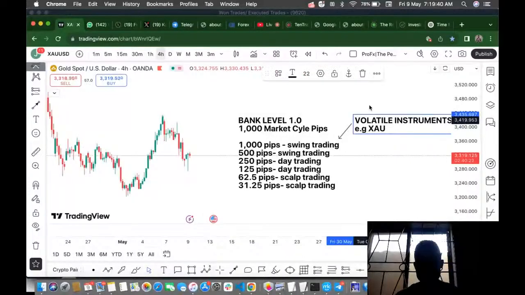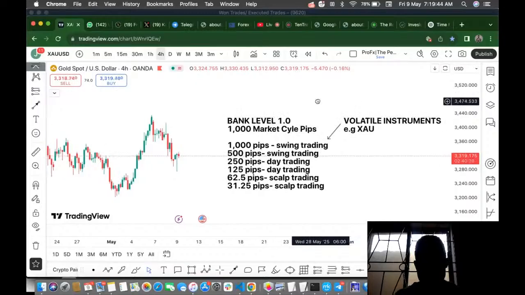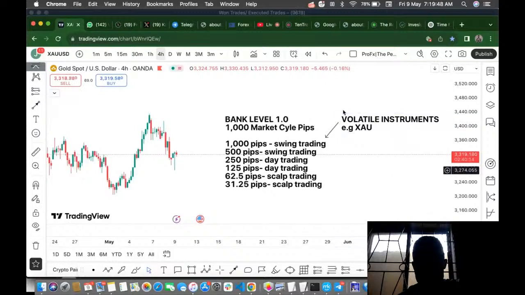How is gold as an instrument priced? How is gold quoted on the platform? What's the price of gold? So look at the price. This is the price bar. You can see the current market price is 3,319, right? So gold is being priced this way.